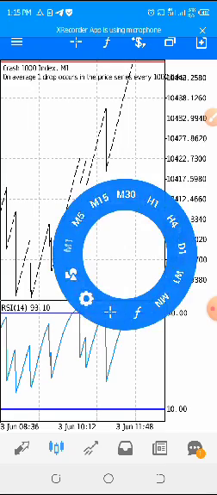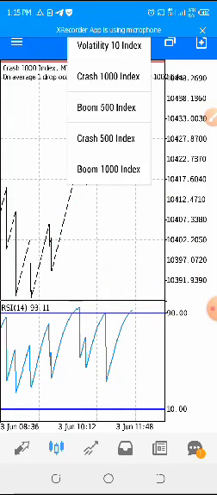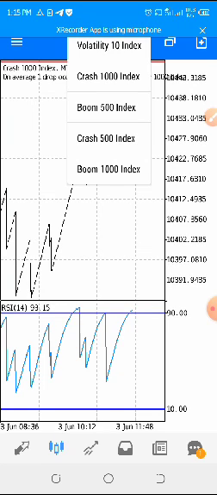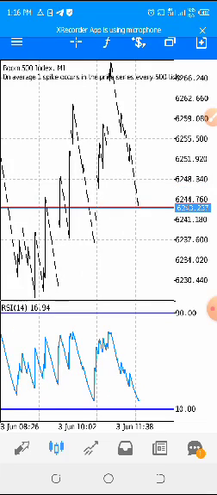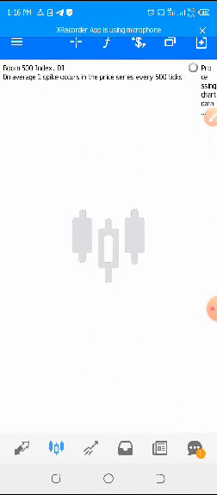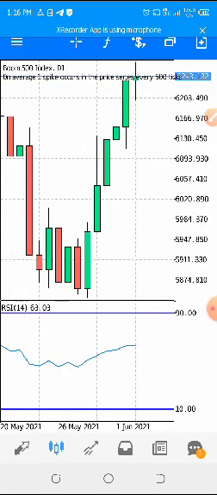Now let's look at boom. How do you use it in boom? Let's say boom 500. Now let's look at the trend for boom 500. The trend for boom 500 is a bullish trend. For some days now, the market has been buying.